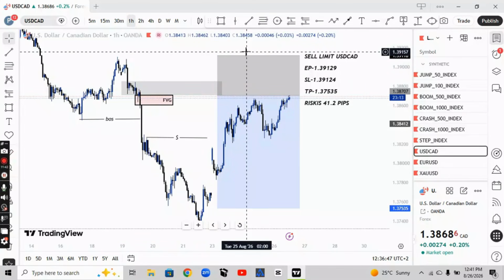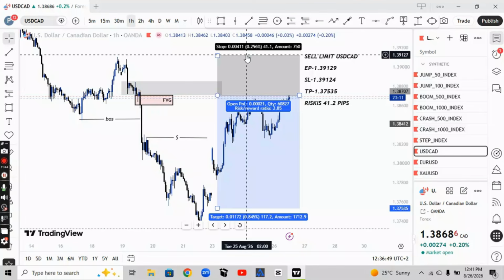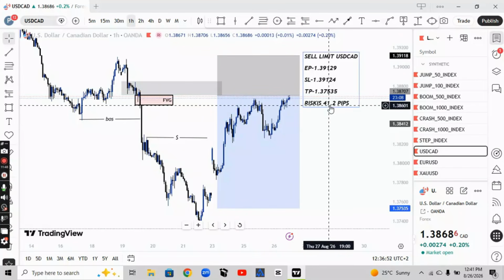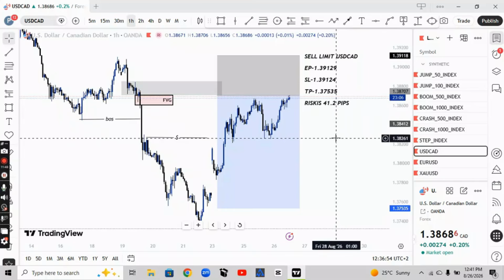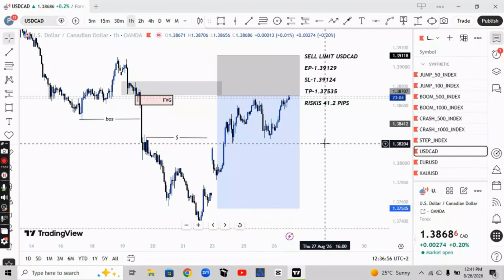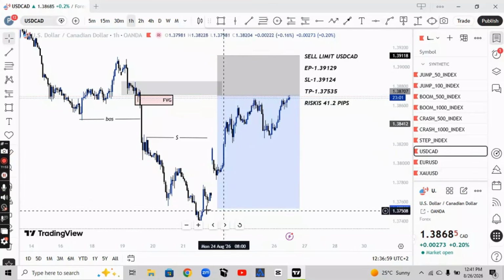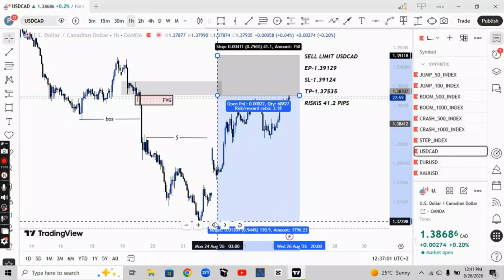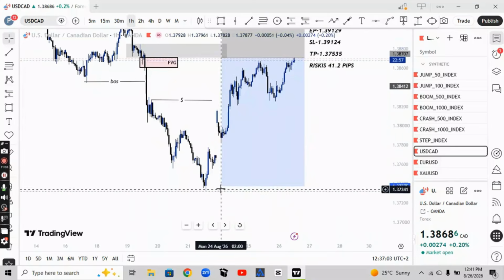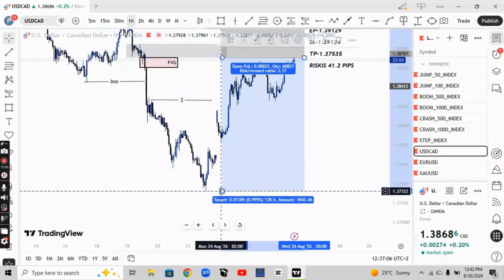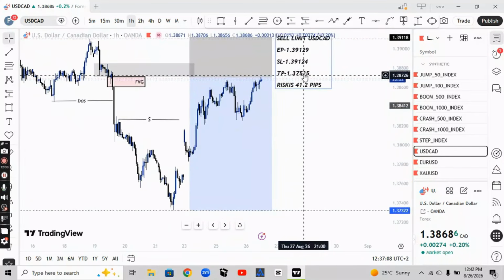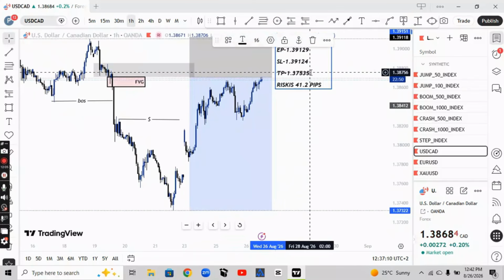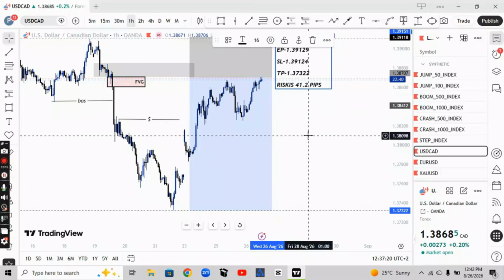So that's why I made my stop loss a bit wide, which is 41.2 pips. And this is a 1:2.85, which I think, since the market did go further, our TP would have to be at this level. So we can adjust the TP from the current TP, which is 37.322.